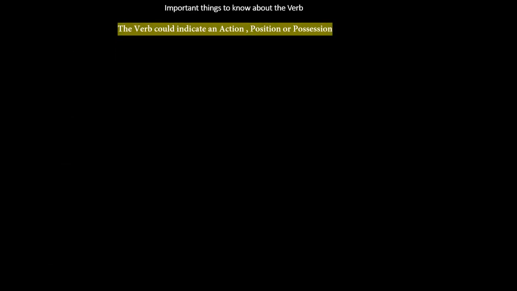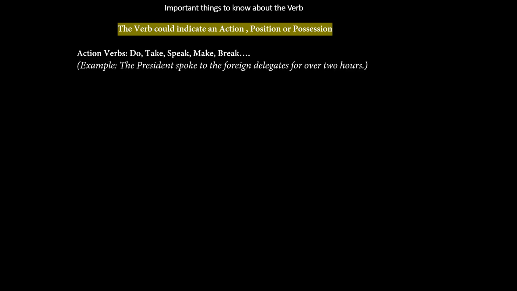Important things to know about the verb. The verb could indicate an action, position, or possession. Action verbs: do, say, speak, make, break. All these are action verbs. In this case, the verb indicates an action or the subject is performing an action. For example, the president spoke to the foreign delegates for over 2 hours.